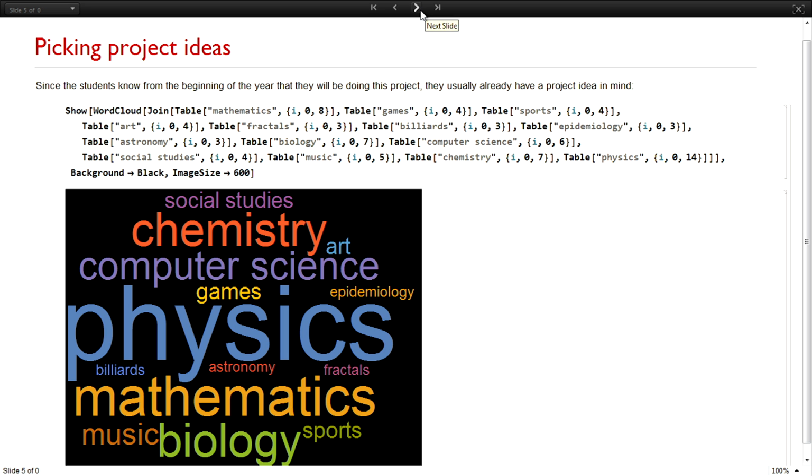fractals. Every year there's a billiards project. Every year someone wants to really recreate billiards in Mathematica, and sometimes it goes better than other years. Epidemiology, especially when the Zika virus was big news at the time, a lot of students were very interested in epidemiology. We have a zombie project even with epidemiology.